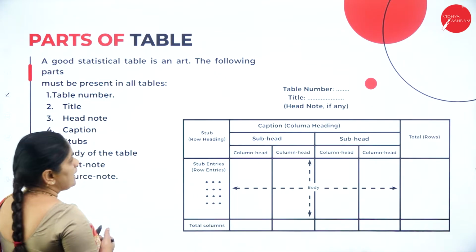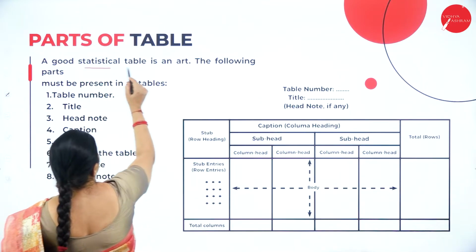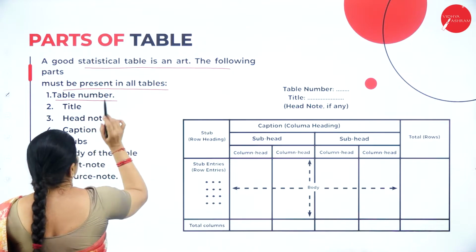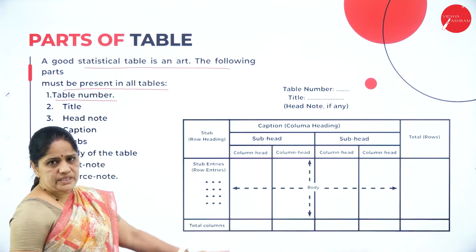Then next, let us look into the parts of the table. A good statistical table is an art. The following parts must be present in all tables. Now, what is the table here? So we have the parts of the table here.